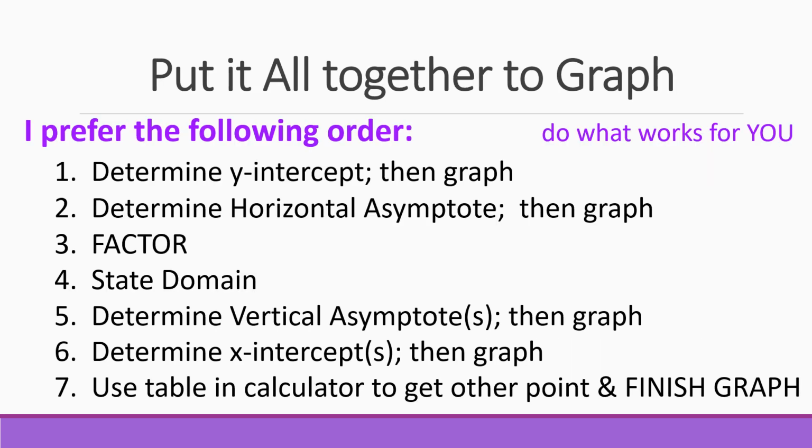This is personally how I prefer to graph my rational functions. Before I factor anything, I'm going to determine my y-intercept. Then I can look at the horizontal asymptote. After I've determined those two things, I will then factor the entire equation, numerator and denominator, so I can state the domain, everything from the denominator, determine the vertical asymptotes, leftover factors in the denominator, determine the x-intercept, leftover factors in the numerator, and then as needed, I can use the table function in the calculator to get any other points.